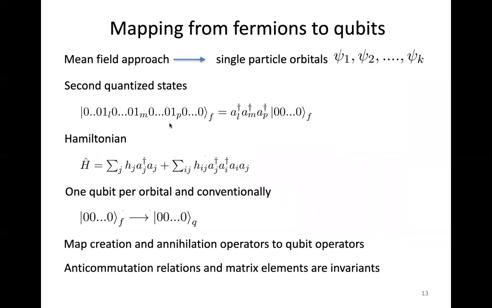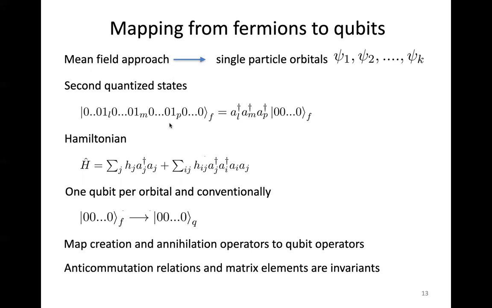So imagine that we have a molecule. One can think of a molecule as a system of interacting orbitals that electrons can occupy. First, one uses some mean field approach. Usually it's a Hartree-Fock calculation that gives you some set of single particle orbitals.